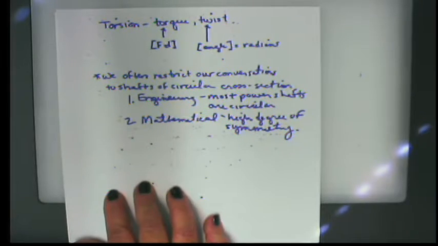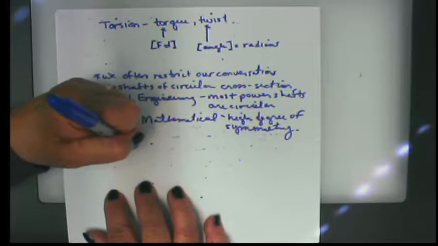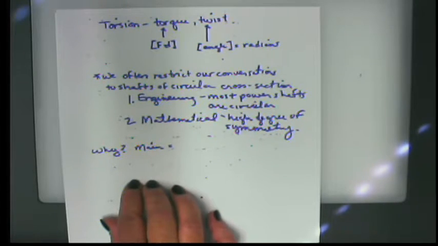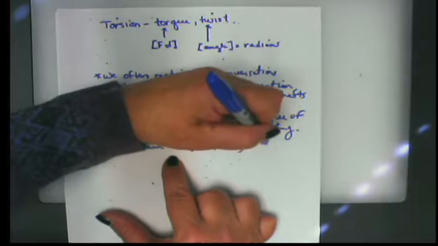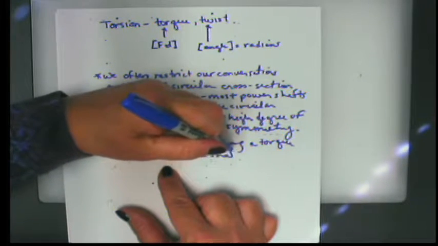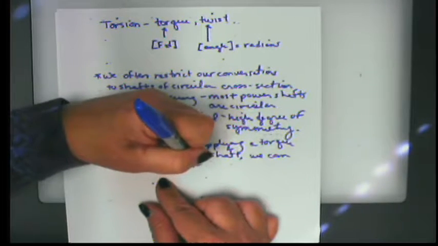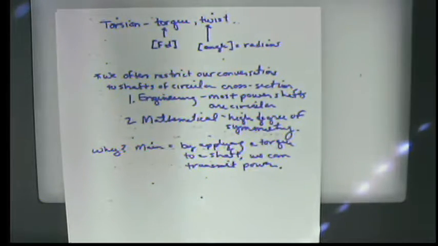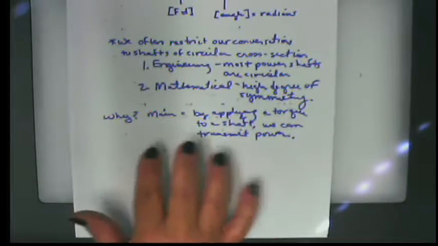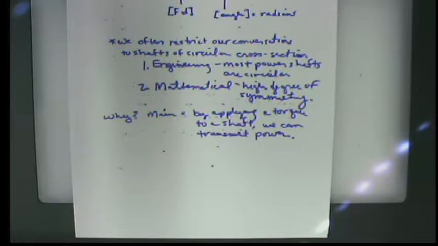Now, first of all, I guess one of the things is what are we studying? Well, one of the main considerations of a torque is that by applying a torque to a shaft, this is an engineering consideration, we can transmit power. And this happens all the time. Anytime that you have a power takeoff, anytime that you have a drive shaft, anytime that you have a motor that spins, you're always putting power from one place to another. In other words, transmitting power. And that's one of the basic engineering considerations of a shaft, for example, a generator, or a turbine, or anything that rotates.